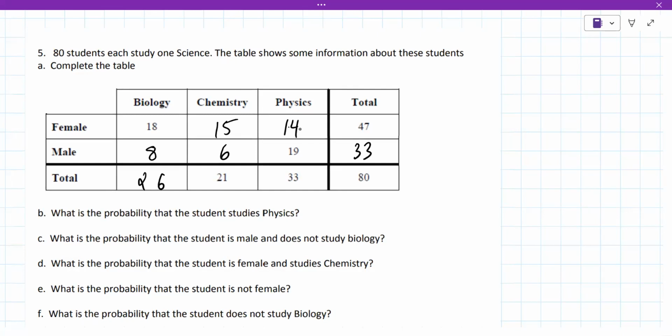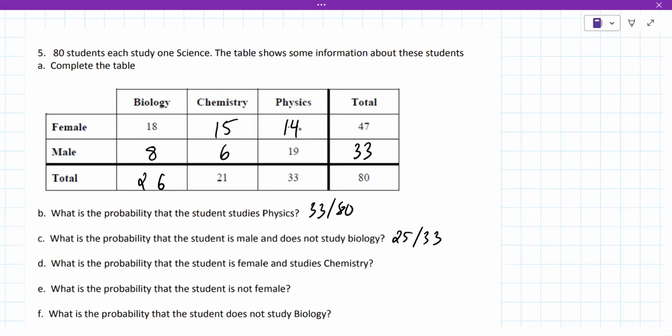Okay, so just give me the fractions for these. I know you can enter them into the calculator. I'm just curious about the student studies physics. So 33 over 80. 33 over 80, agreed. My student is male and does not study biology. So male, but no biology. So 25 out of 33. Yes. Sometimes it's good to even just say them.